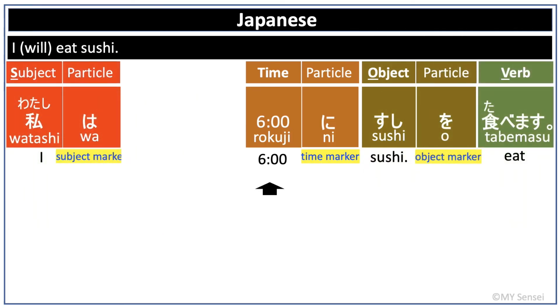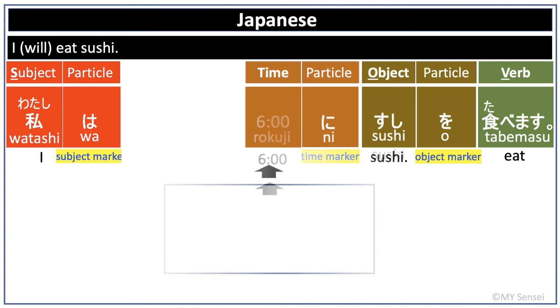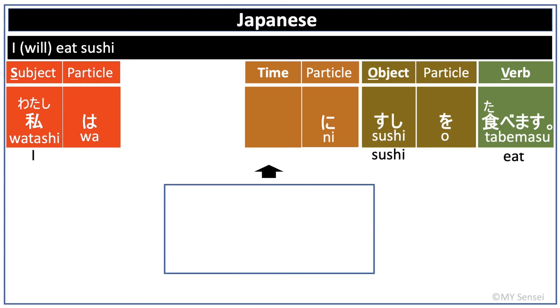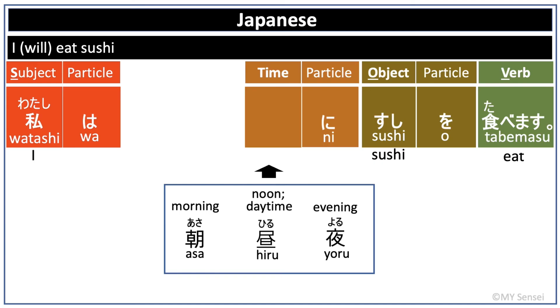So what kind of time words can we put here? There are quite a lot. We can put words like 朝、昼 and 夜. So the sentence here says 私は夜に寿司を食べます which means I would eat sushi in the evening.